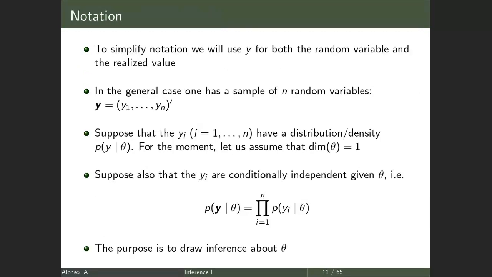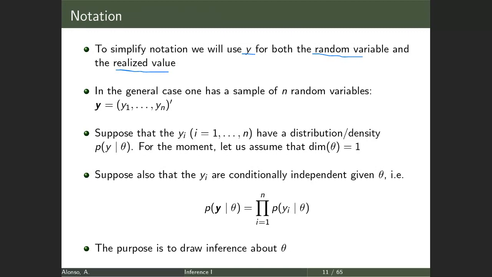Now, let's try to make this a little bit more concrete. Suppose that you have an outcome, a response variable. We are going to call it y, and we are going to use the same notation for the random variable and for the realized value. Sometimes in the literature they use a capital letter to denote the random variable, and when you observe a value, they use a small letter. We are going to use the same symbol just to simplify the notation a little bit.